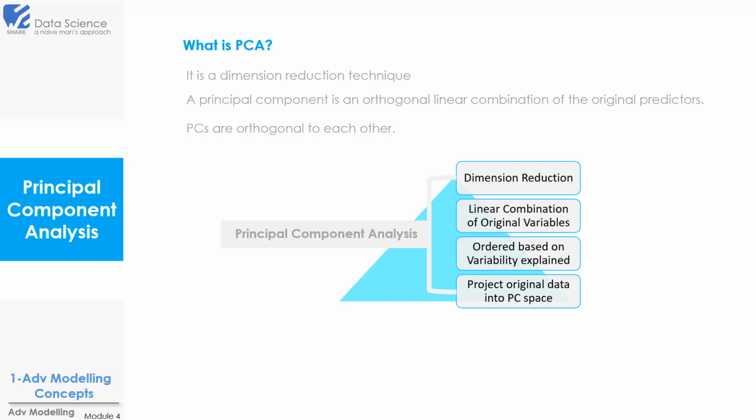Now just to summarize, principal component analysis is a dimension reduction technique, and principal components are linear combinations of the original variables which are ordered based on the percent of variability explained, or how well they explain the response variable. And then to create principal components, we project the original data into the principal component space, which in turn gives us the principal components, which are orthogonal to each other, as shown here in the left and right hand panels. So I hope this clarifies what a principal component is.